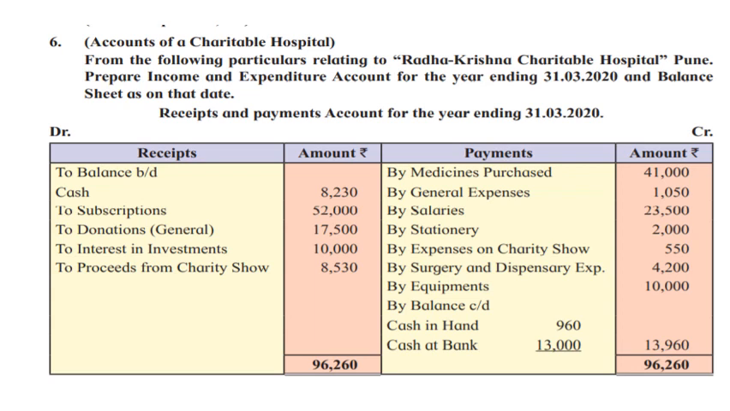Payment side: by medicine purchased 41,000; by general expenses 1,050; by salaries 23,500; by stationery 2,000; by expenses on charity show 550; by surgery and dispensary expenses 4,200; by equipments 10,000; by balance carried down, cash in hand 960, cash at bank 13,000, total 13,960. Then the total of the receipts and payment account is 96,260.